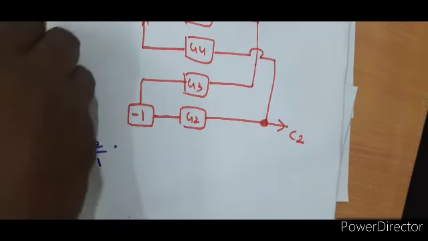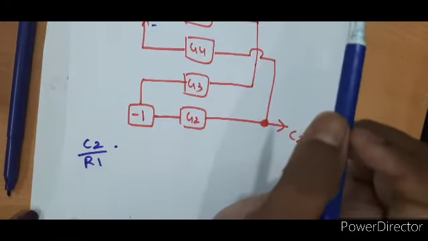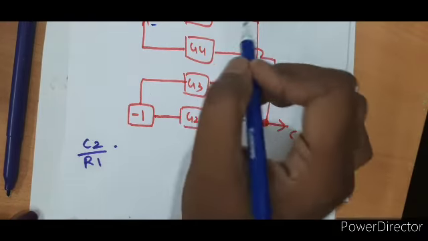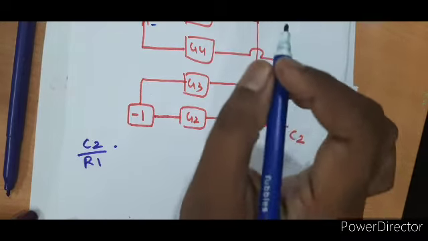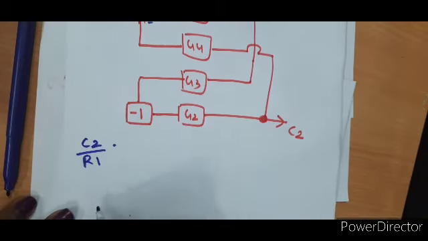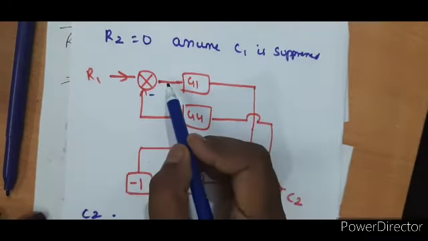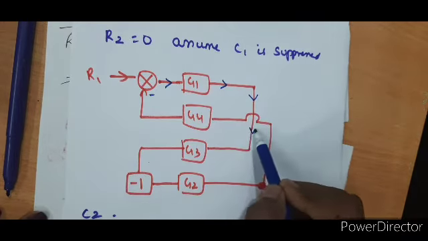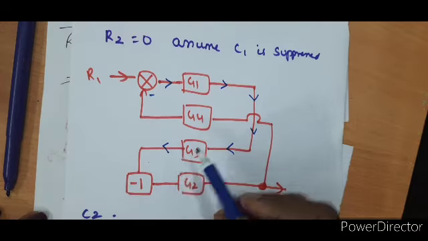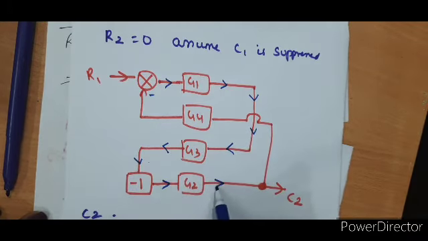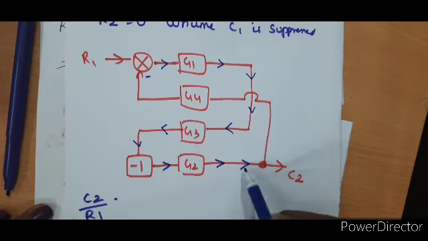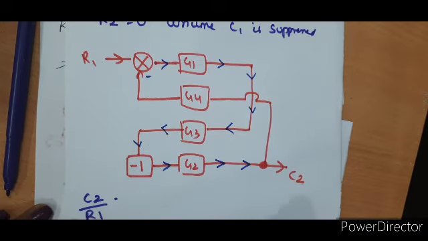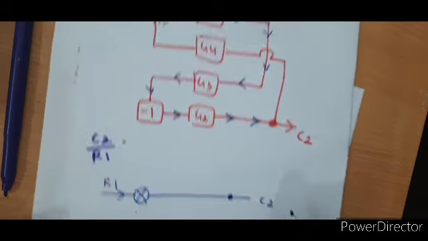Okay. Now what will I do? I will see which is my output and which is my input, which is connected in the forward path, which is there in the feedback path. For that, first I should write my input, that is R1. I have a block here. Now let's trace the signal. See, it is traveling like this. It is traveling like this. And where is it coming to? It is traveling and it is coming here, at C2.